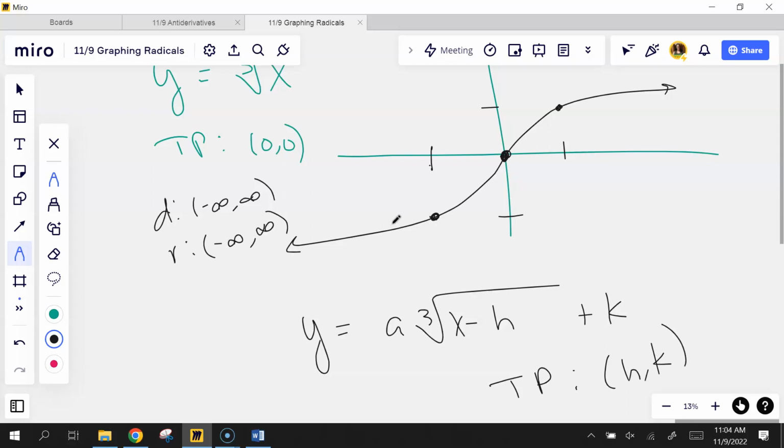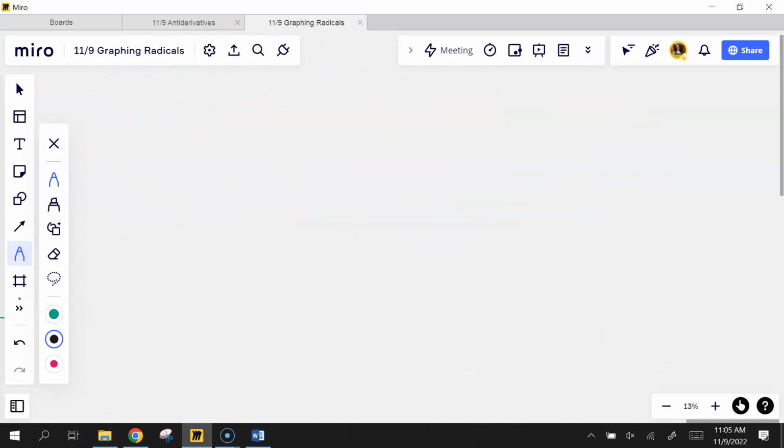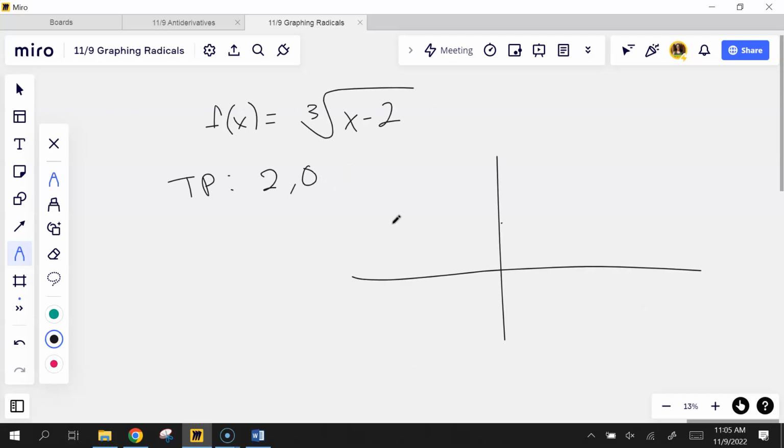And I'm still going to do the slope just like I did before. This time I just have to do it twice. So let me show you an example. Look at the first one there. The cube root of x minus 2. Transformation language, what have I done? Right 2. Yes? All right. So what is my turning point? 2, 0. Because I've slid it over, right? So 2, 0.